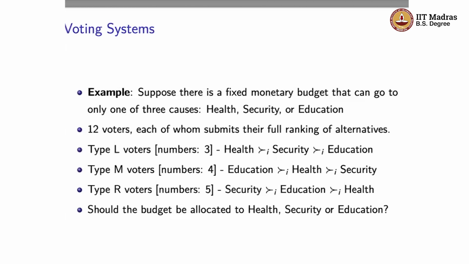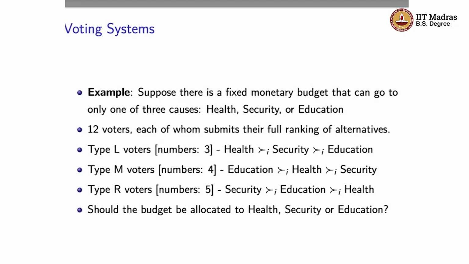And this is going to be decided based on the preferences of 12 voters, each of whom is going to submit their full ranking of the different alternatives or options that are available, right? You've got three type L voters. When we say three, it means that there are three such voters who think that health should have the most priority, and after that security, and after that education.